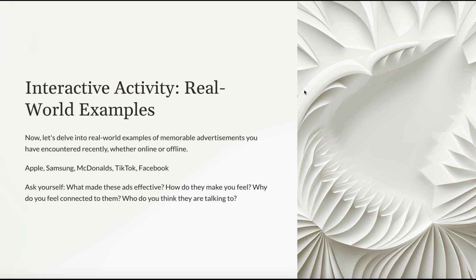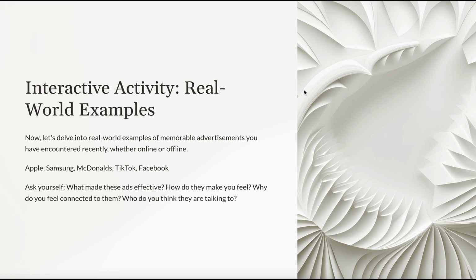Diving into these real world examples, think of memorable advertisements that you've encountered recently, whether online or offline. Think about things like Apple, Samsung, McDonald's, TikTok, or Facebook. I want you to ask yourself, how did these ads make you feel? How do they make you feel now? Why do you feel so connected to them? Who do you think that they are talking to? If you can ask yourself these questions and answer them, you're going to be able to understand digital marketing much more realistically.